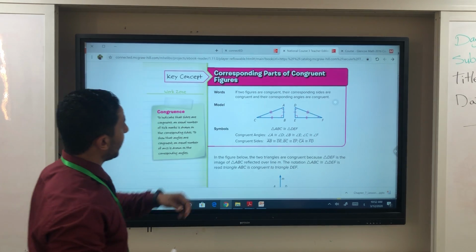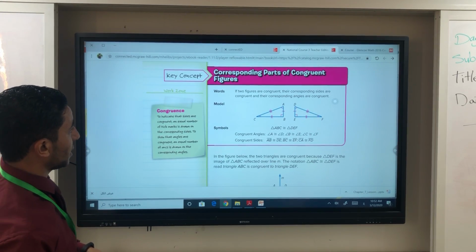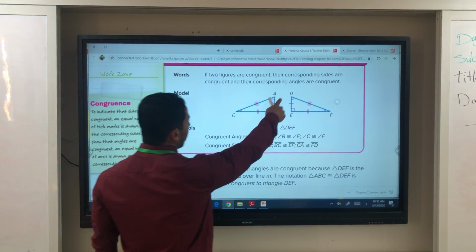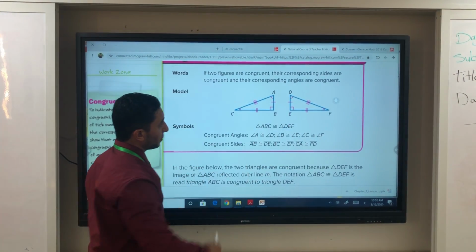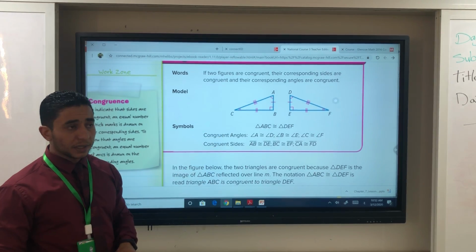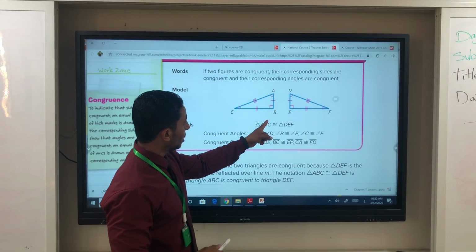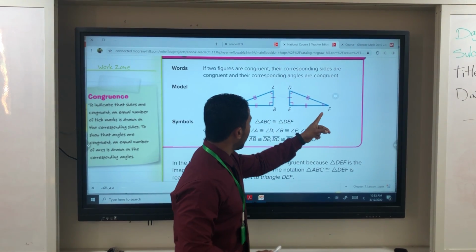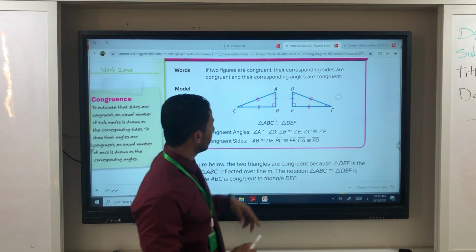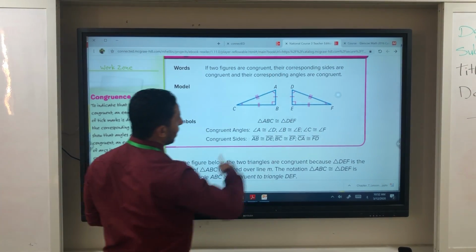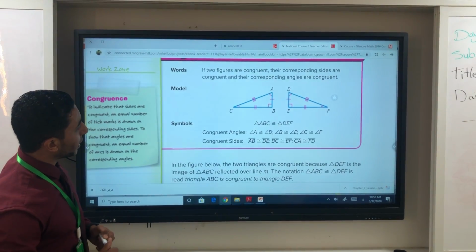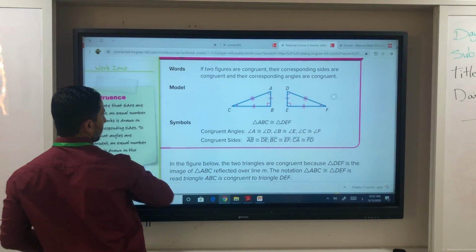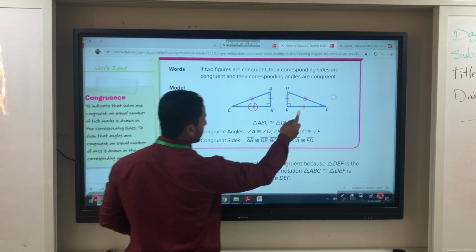Corresponding parts of congruent figures. If we have two triangles, as you can see, the first one is ABC and the second one is DEF. So, three sides, three angles. AB equals DE, BC equals EF, and FD equals CA. Follow the matching arcs and tick marks. As you can see here, we have 2 marks.